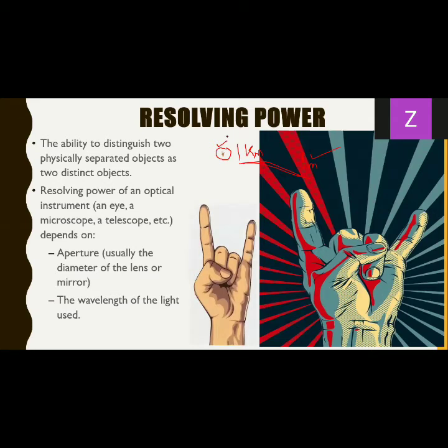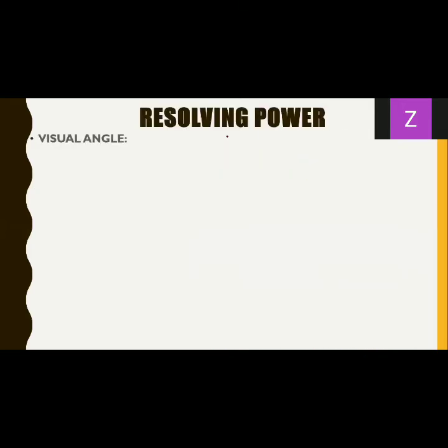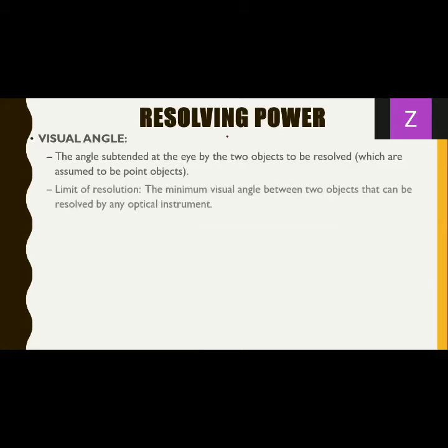In this case, there are three things which we need to remember. First thing is about visual angle. We already know what is a visual angle. It is the angle subtended by the eye, which leads us to the limit of resolution. The limit of resolution means the minimum visual angle between the objects which can be resolved, and the reciprocal of that gives us the resolving power.